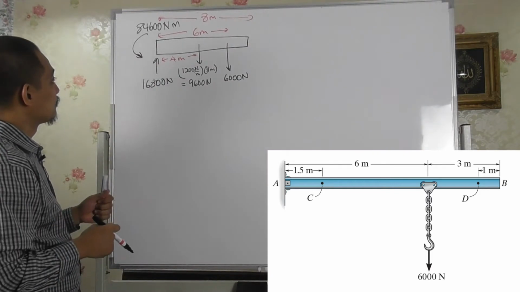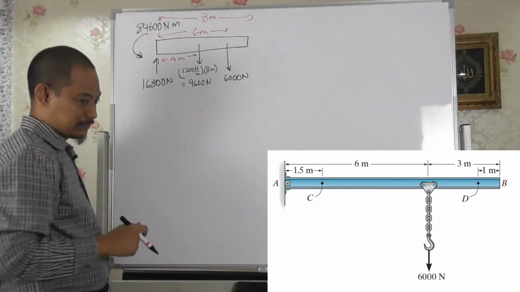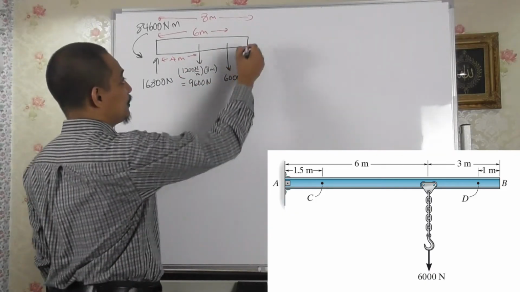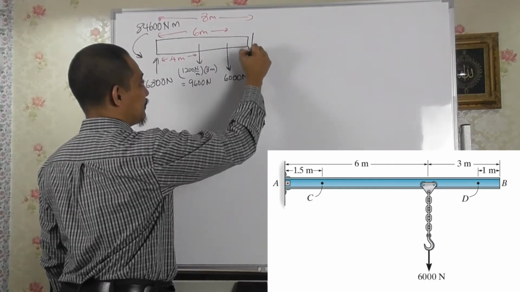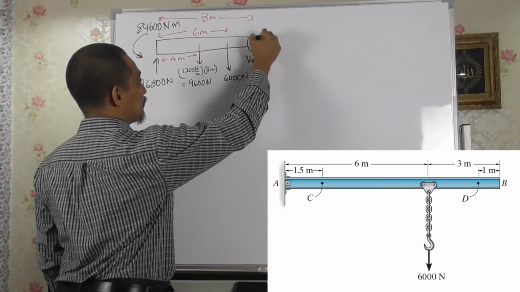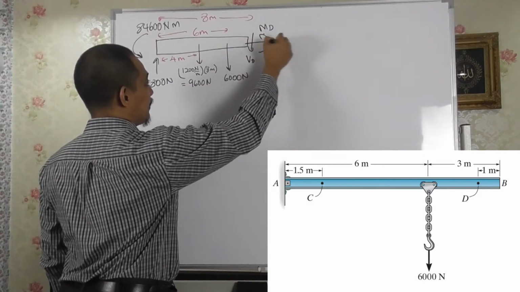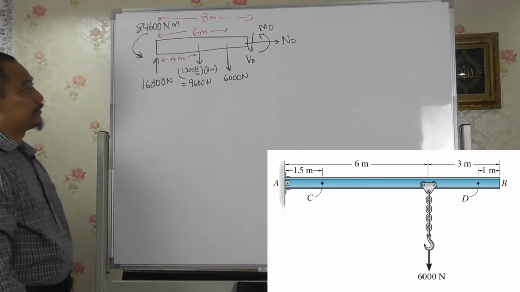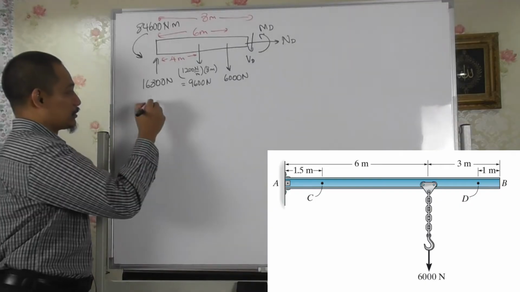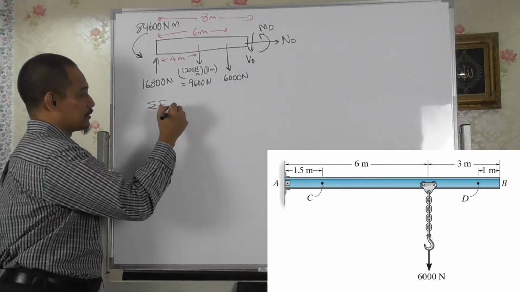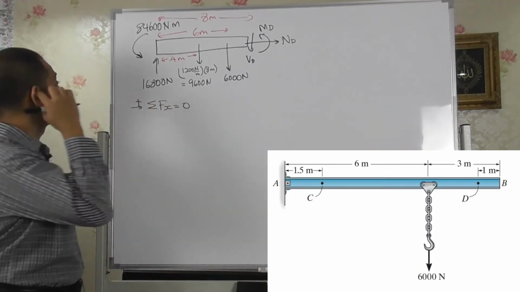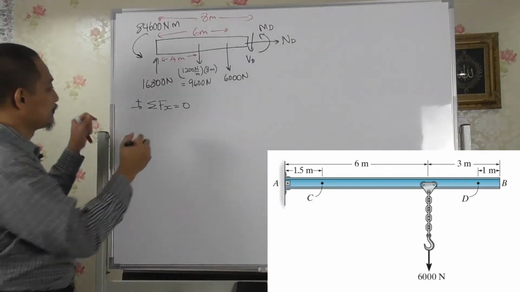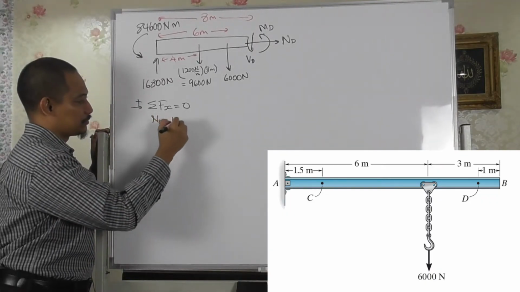So okay, we haven't drawn the support, the internal force. So this is on the left, so you have VD downwards, MD, and then ND. Summation of Fx equal to 0, taking to the right as positive, so you'll have ND equal to 0.